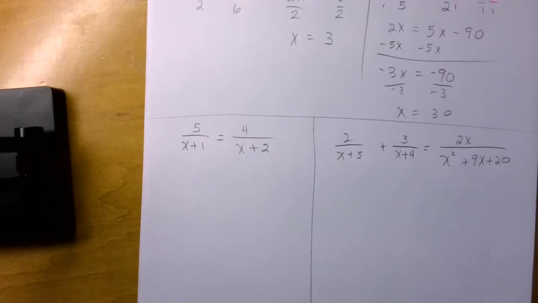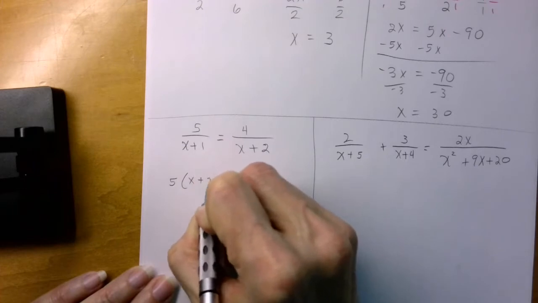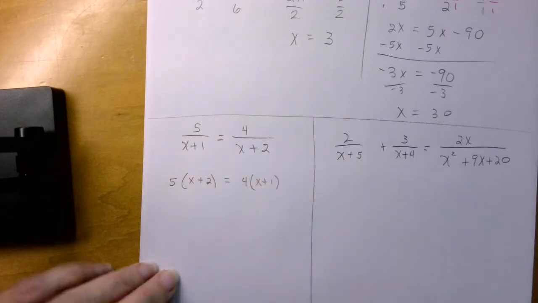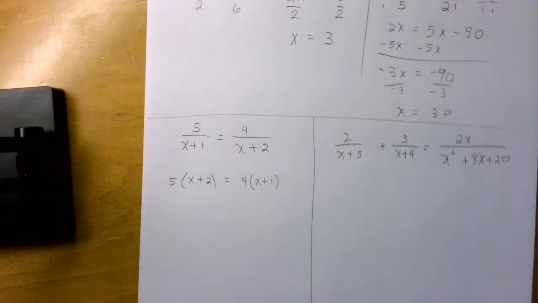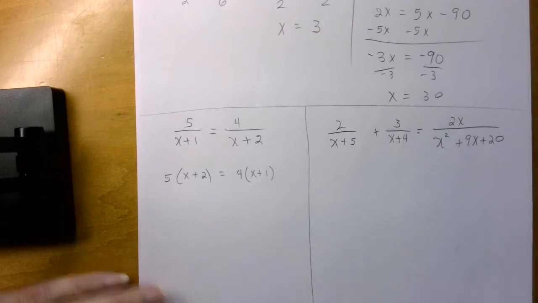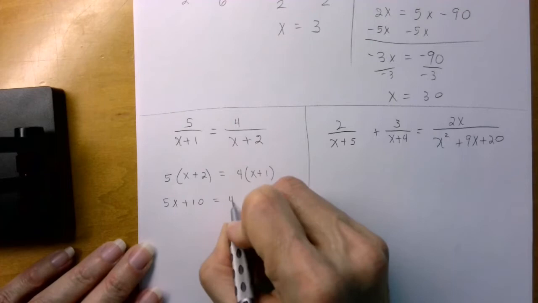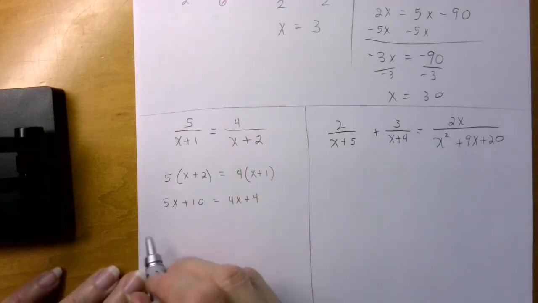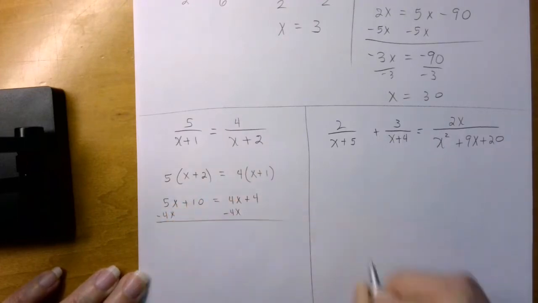I would probably put the 5 and the x plus 2 this way, equal 4 times x plus 1 this way. Why? Because I know that I'm going to have 5x over here, 4x over here. I like to keep the coefficient in front of x positive. So 5x plus 10, distributive property, 4x plus 4. Again, keeping that coefficient, the reason I put the 5 over here was so that I could subtract the 4x from both sides. x plus 10 equal 4.